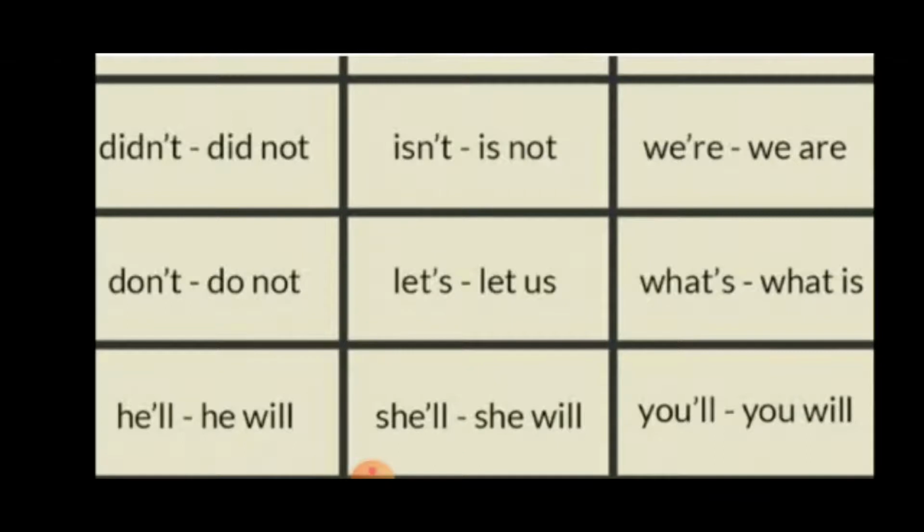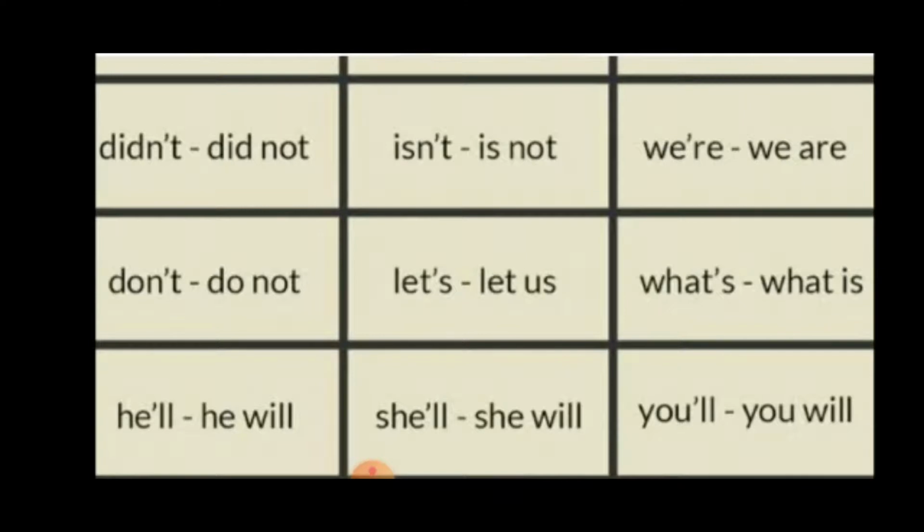He will, the short form of he will is he'll. So here after he, the apostrophe will be there because here we have removed w and i. Is not will be changed into isn't. Here we have removed o, so the apostrophe is there, then t. So isn't. Let us will be changed into let's.